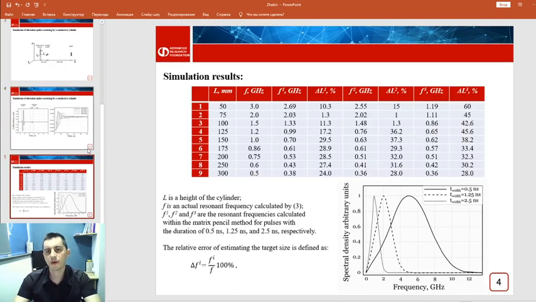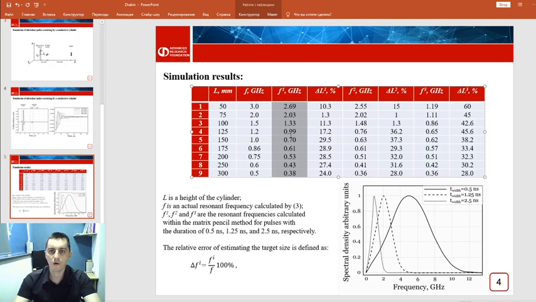The simulations were carried out for Gaussian bipolar pulses with different durations. The spectral densities of these signals are illustrated in the figure. In this analysis, the matrix pencil method was used to decompose the late time response into a set of complex amplitudes and resonant frequencies. The results of data processing using the matrix pencil method are presented in the table. We can conclude that the shortest pulse provides high accuracy in estimating the resonant frequency.